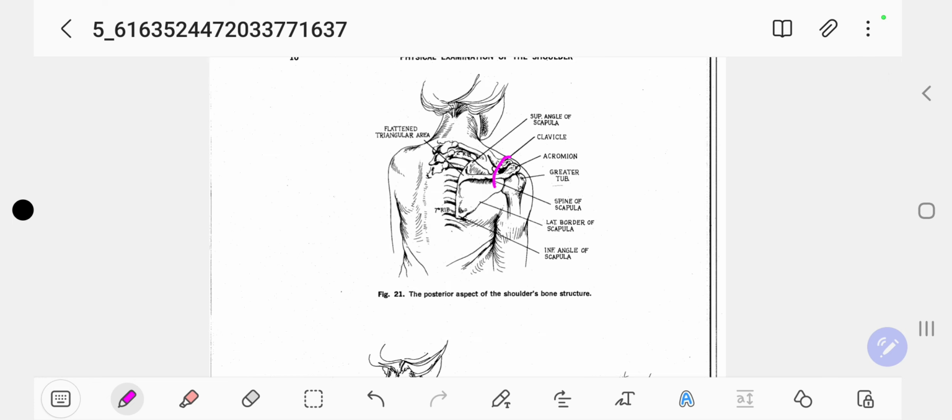On the posterior aspect, the posterior border of the acromion, the spine of the scapula, the flattened triangular area, then from there the superior portion of the scapula, the vertebral border, the lateral border, and the inferior angle of the scapula. These are the bony palpatory structures.